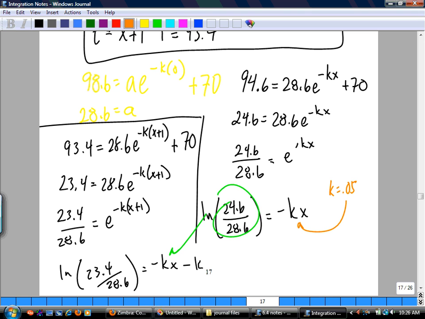So you're going to go ln 24.6 divided by 28.6. Get an answer divided by negative 0.05, and you're going to get the number of hours since death, or since the body was found. So x might be 2. So 2 hours before I died. So if you know the time, if it's noon, go back 2 hours, 10 a.m.